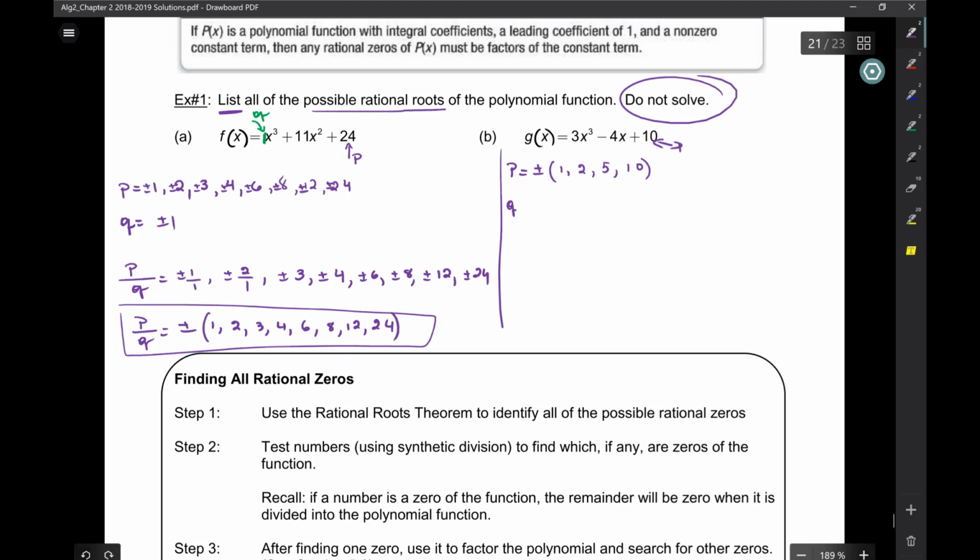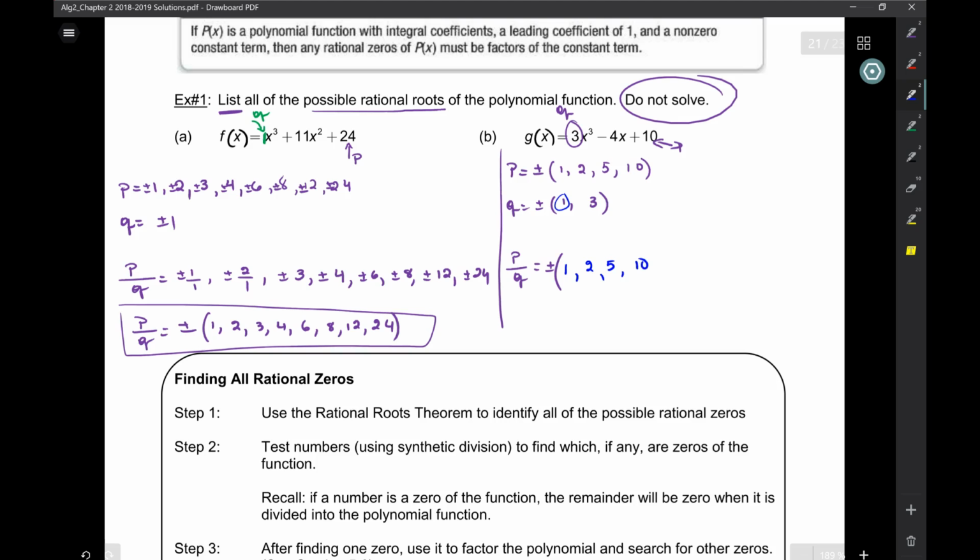Okay. Q, we look at 3, and the factors are plus or minus 1 and 3. So, what are the factors of 3? How do you get 3? 1 times 3. P over Q then, it's going to be plus or minus. Now, I'm going to take each of those P's and divide it by each of the Q's. So first, I'm going to divide everything by 1. So I get 1 over 1, 2 over 1, 5 over 1, 10 over 1.